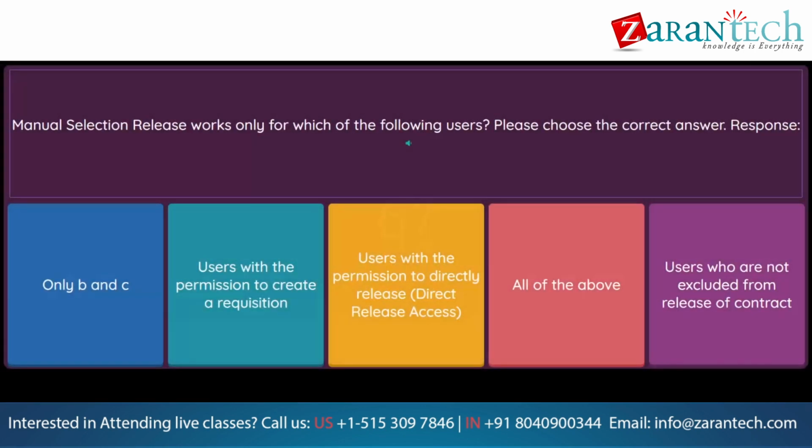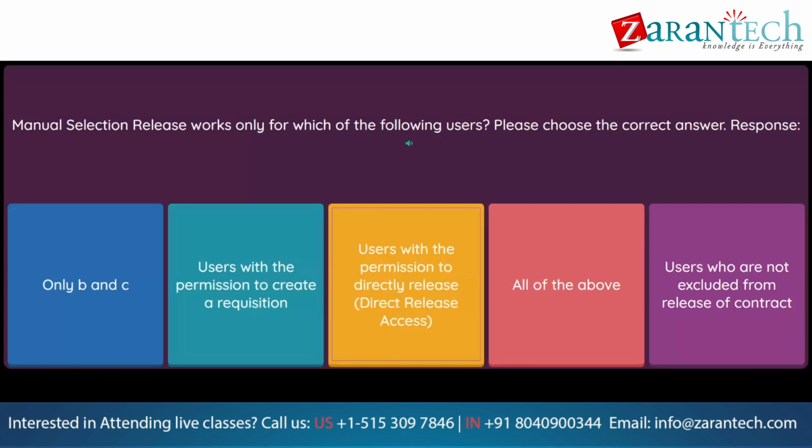Question: manual selection release works only for which of the following users? Please choose the correct answer. Response: Option 1, only B and C. Option 2, users with the permission to create a requisition. Option 3, users with the permission to directly release, direct release access. Option 4, all of the above. Option 5, users who are not excluded from release of contract.